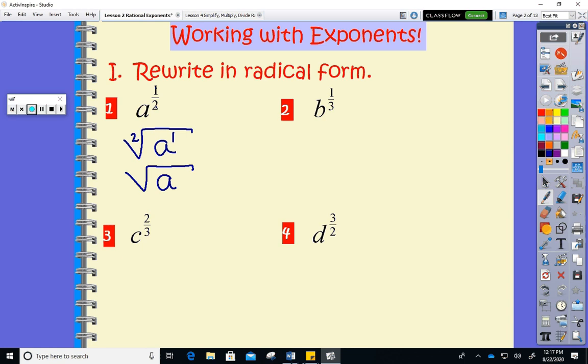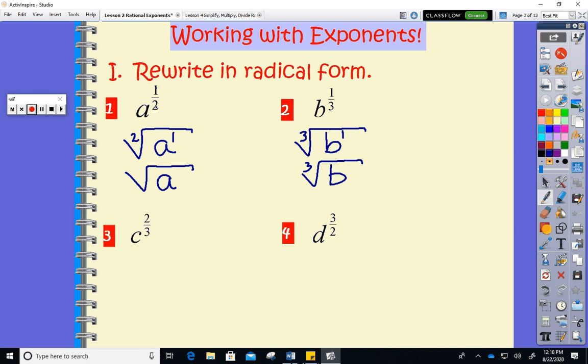But on the second one, we're going to put b under the radical, and the 1 on top is the exponent, and the 3 on the bottom of the fraction does go into the little hook of the radical. So on this one, we would call this the cube root of b. We're normally not going to say b to the first.